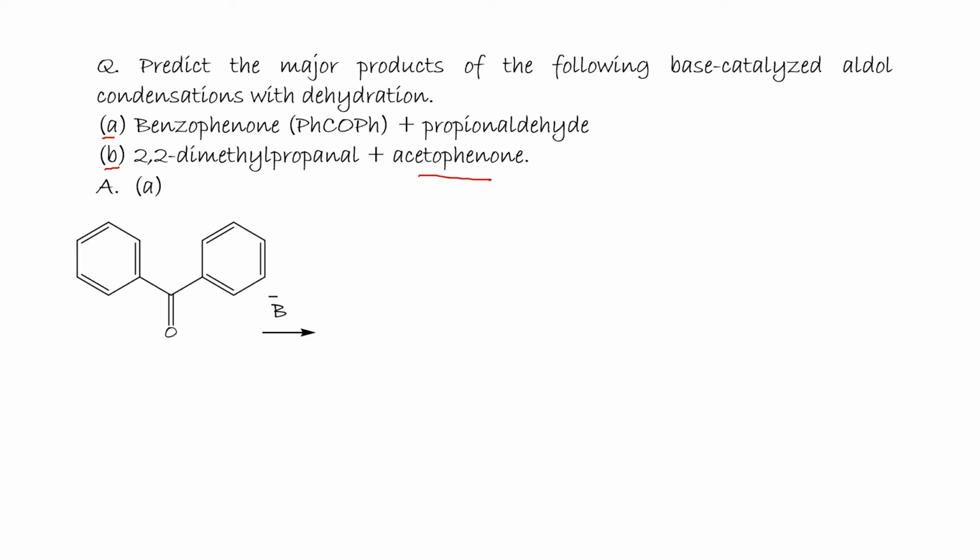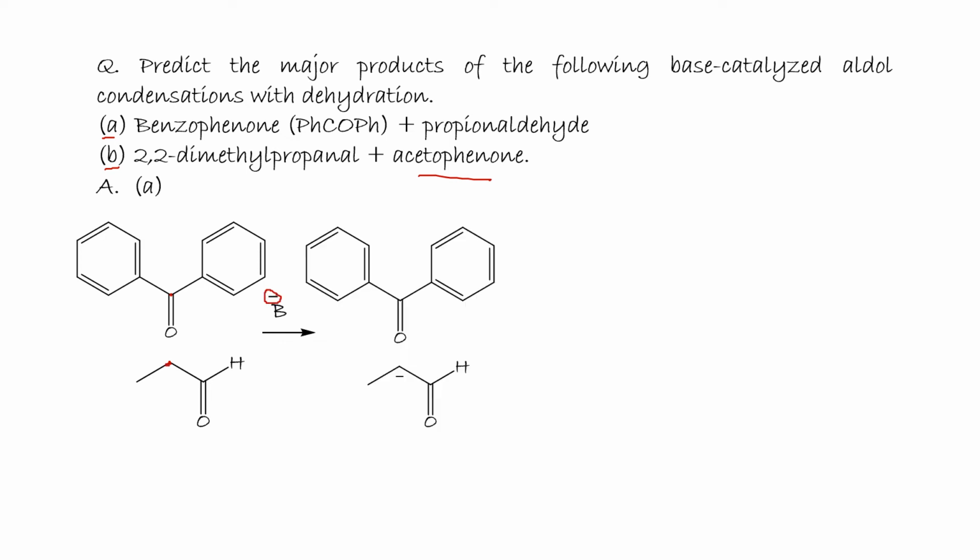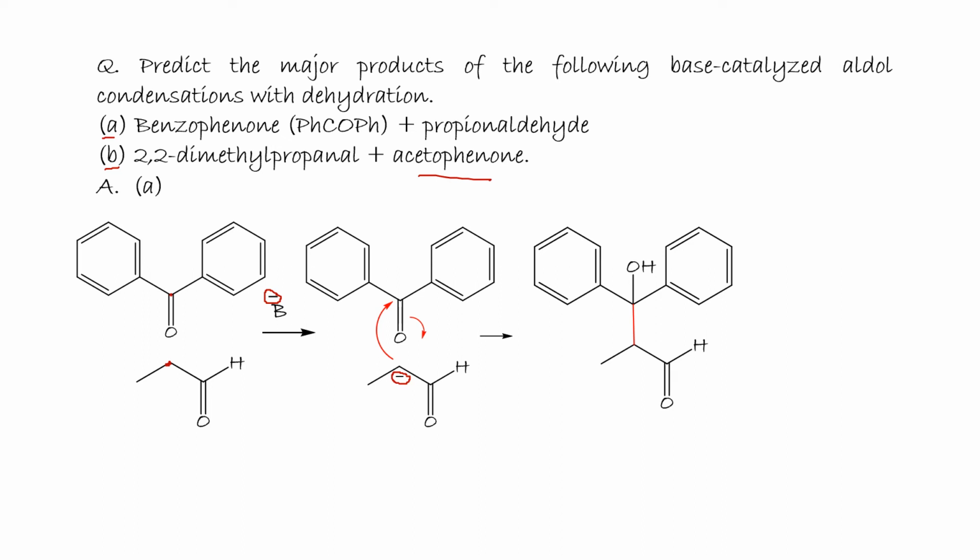Let's look at A here. Benzophenone has a carbonyl with no alpha hydrogen. Propionaldehyde does have alpha hydrogen, so in the presence of base we will form the enolate of the propionaldehyde, followed by attack on the carbonyl carbon of benzophenone to give this beta hydroxy carbonyl, followed by dehydration to give this final product.